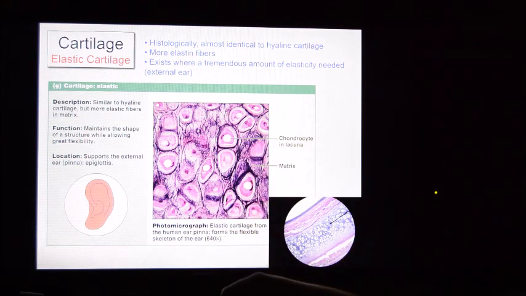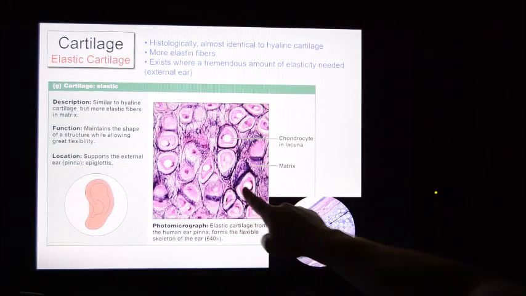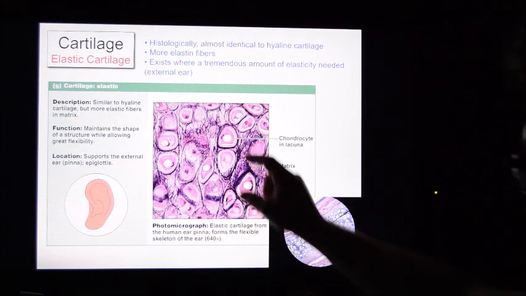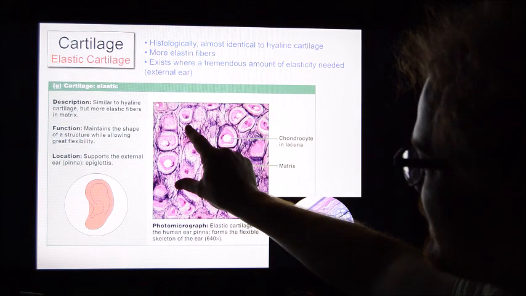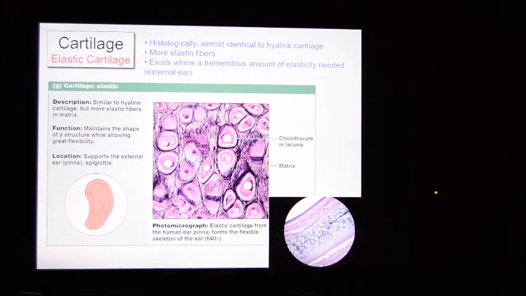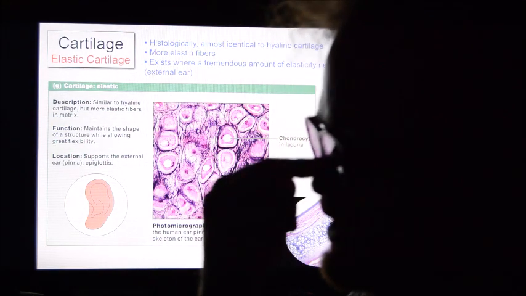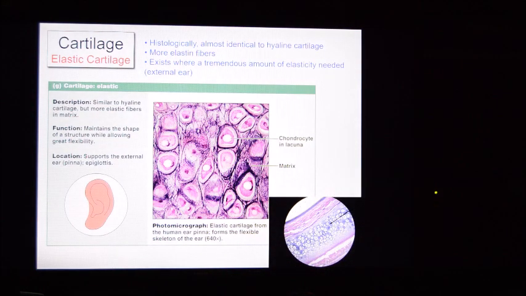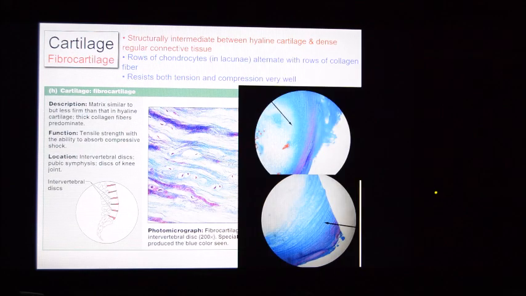It's elastic cartilage. And it actually looks almost identical to hyaline cartilage, with the main variation here that you can see these elastic fibers in the background. The elastic fibers take the place of some of the collagen fibers, and it gives elastic cartilage a little more flexibility. Like, feel your nose and the rigidity of your nose, and then feel your ear and the flexibility of your ear. That's the variation between hyaline cartilage and elastic cartilage.